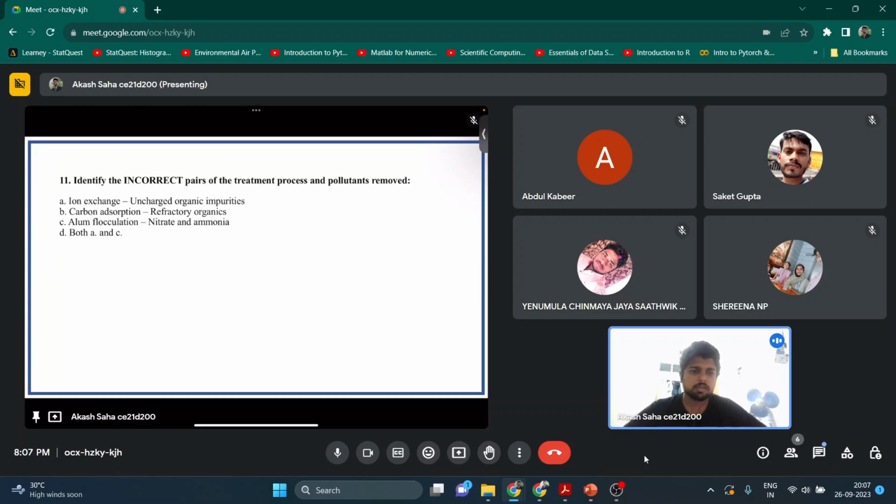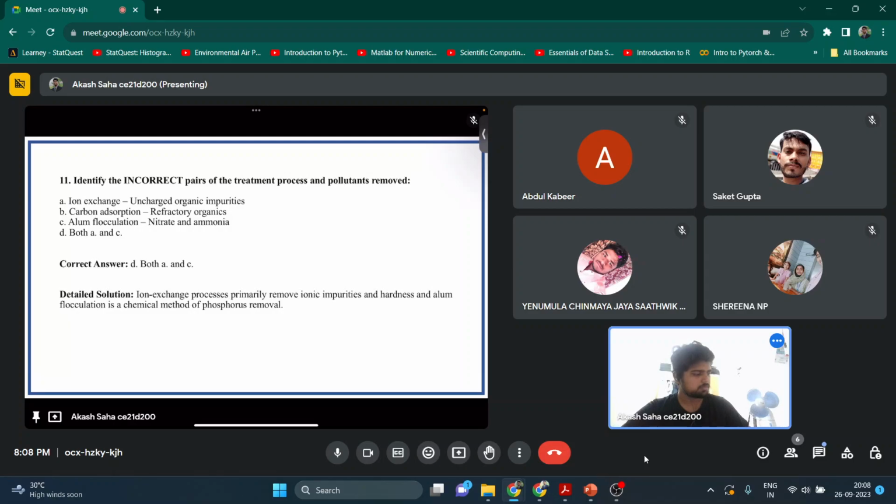Carbon adsorption removes the refractory organics by adsorbing. Whereas ion exchange is for charged organic impurities, because in water they will dissociate. And alum flocculation is used for phosphate removal. So option D is correct. Is it fine? I hope you understood that.